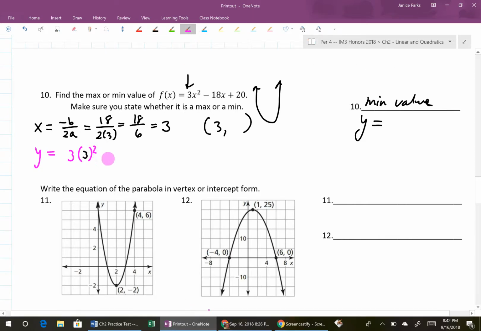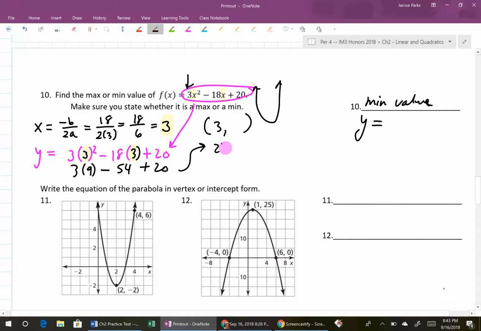3 times 3 squared minus 18 times 3 plus 20. And again, I'm using this equation here, and I'm plugging in 3 for that x and that x. So this gives me 3 times 9 minus 54 plus 20, which is 27 minus 54 plus 20. So this gives me -27 plus 20, which is -7. So this is going to be the bottom part of my parabola at y equals -7.